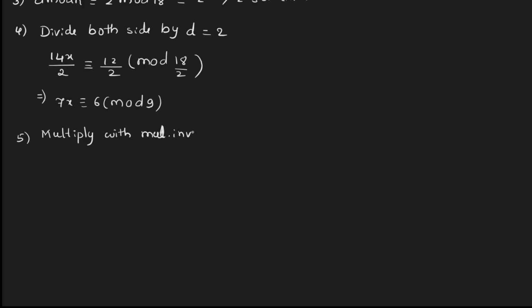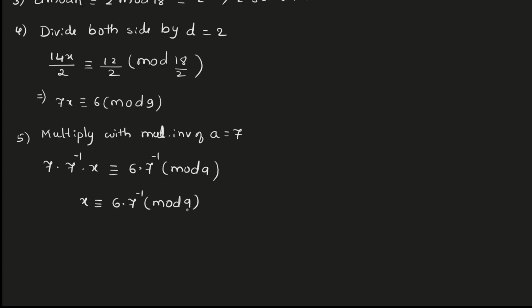Multiplicative inverse of A is 7. So 7 into 7 inverse into x is congruent to 6 into 7 inverse mod 9. Yes, 7 into 7 inverse is 1. So it is x congruent to 6 into 7 inverse mod 9. Now we need to check what is the multiplicative inverse of 7.